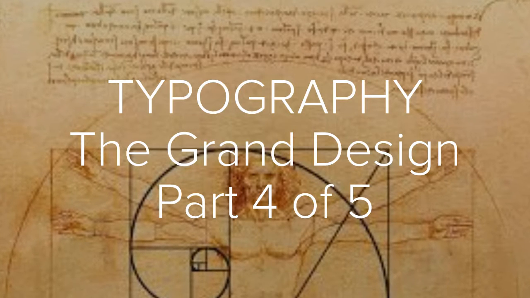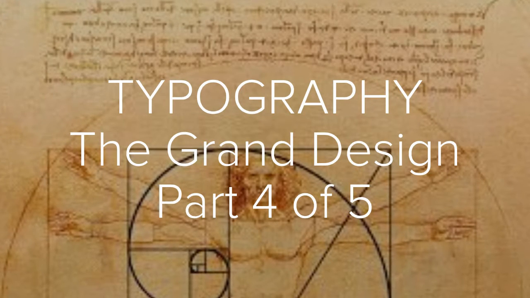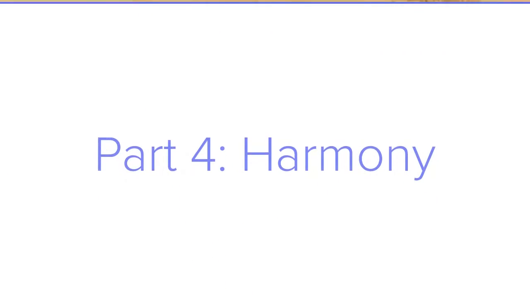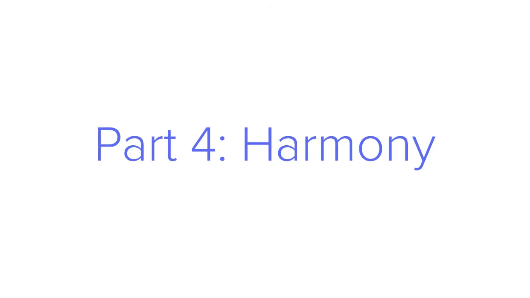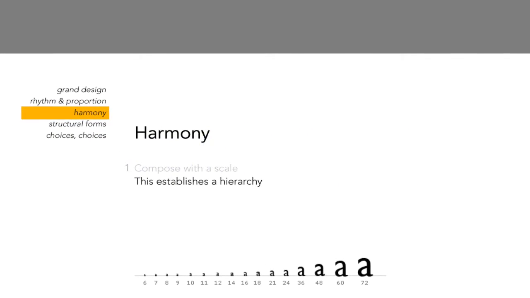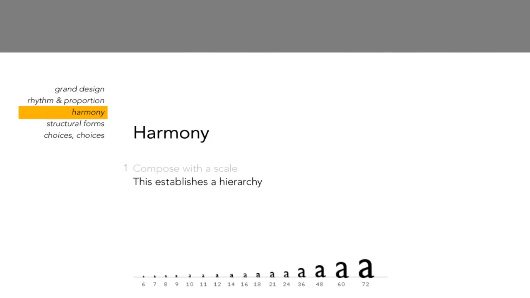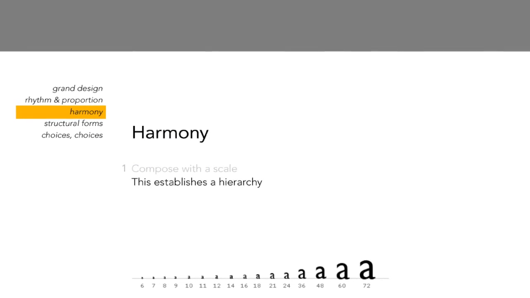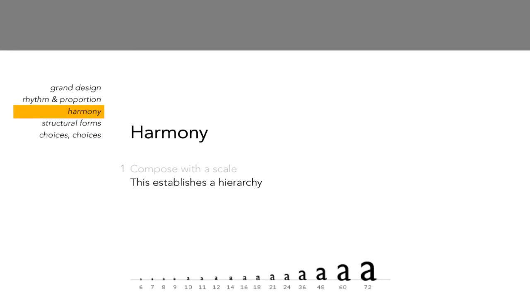This is part 4 of 5 in the series Typography, the Grand Design. Part 4 talks about the harmony in typography. Just as in other art forms, harmony is something that can establish hierarchy.